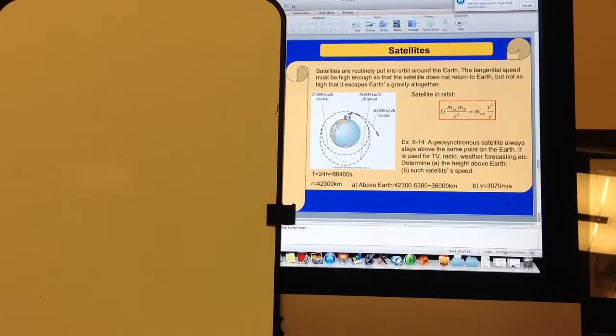Okay, now what we are going to do is this problem here, and the idea is we want to have a geosynchronous satellite.